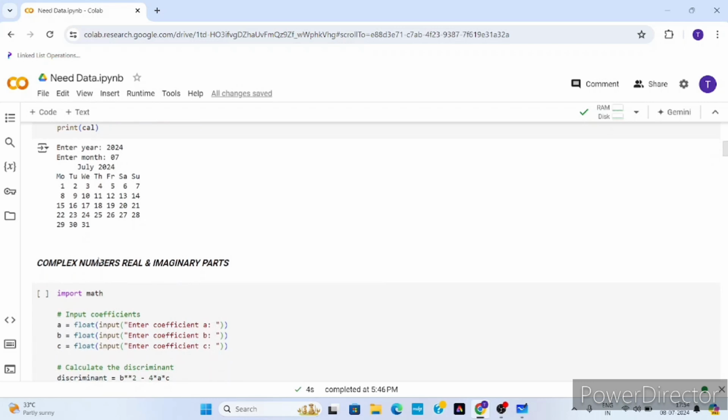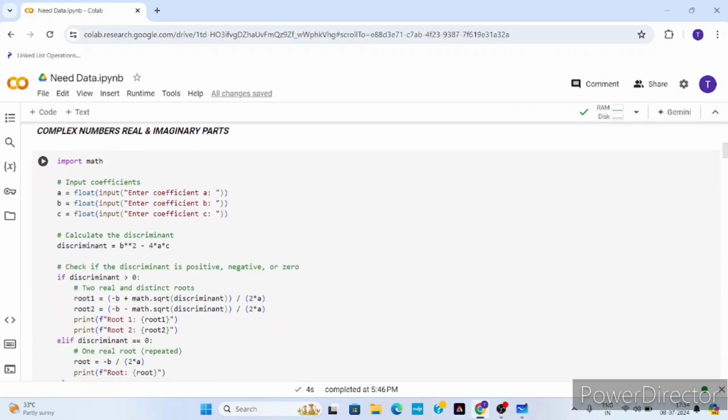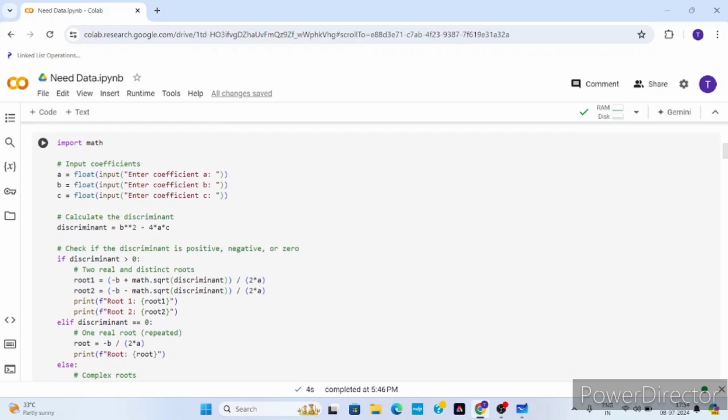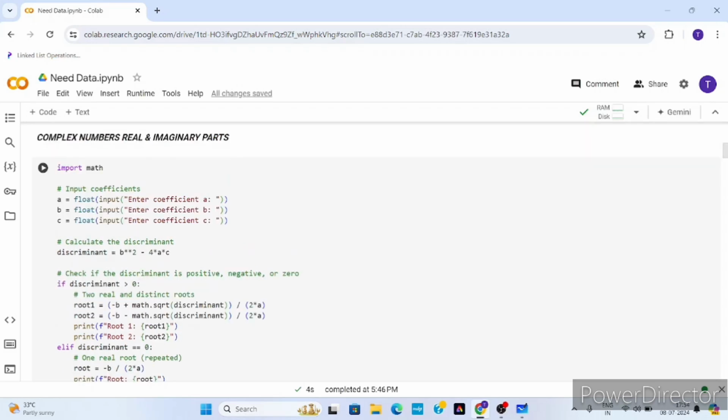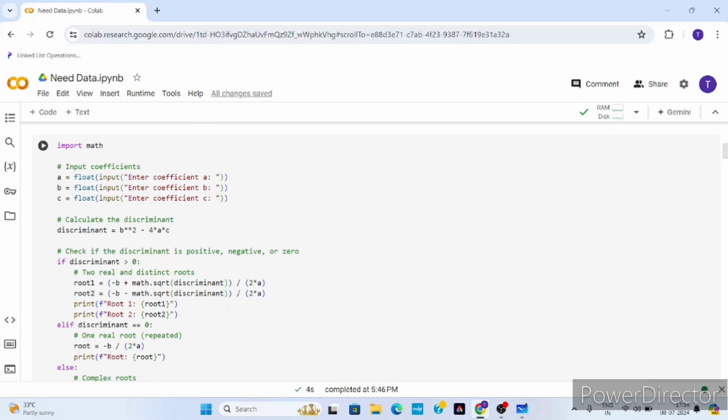Okay. Next, complex number, real and imaginary parts. In this, we want to calculate the real and imaginary parts. Okay. First, import the math module for square root. To take the square root, you can use the math function, or if you don't want to use this math function, you can use anything to the power of 1 by 2, which is also a square root.